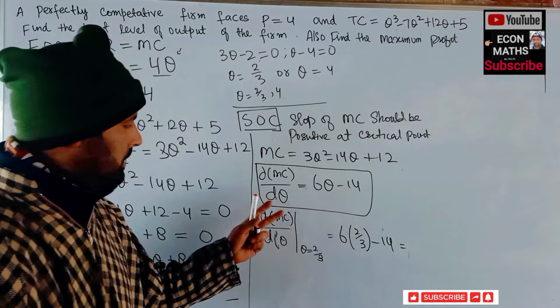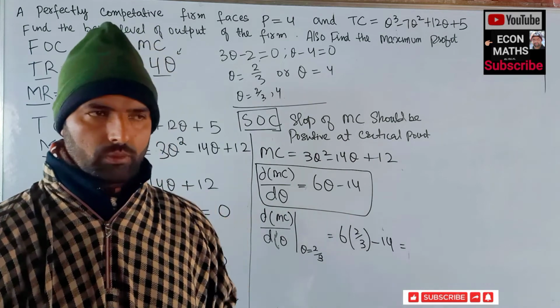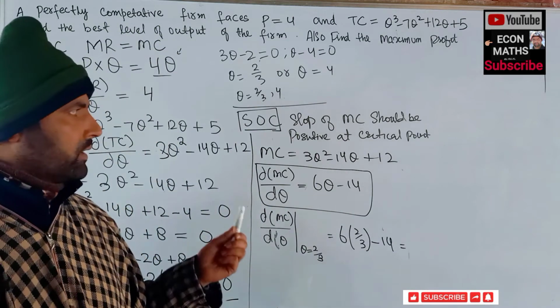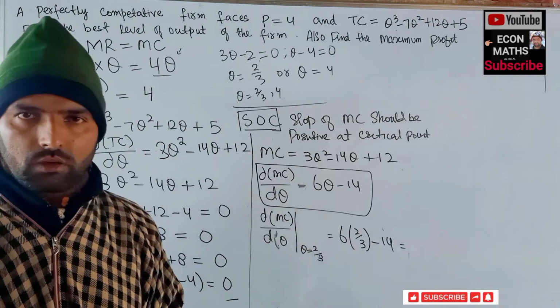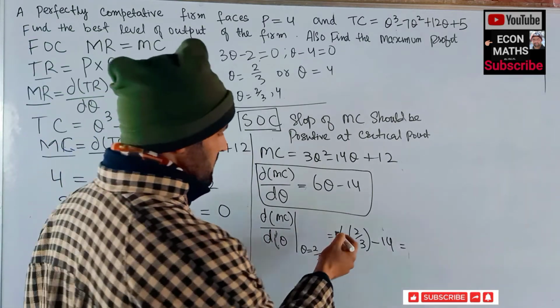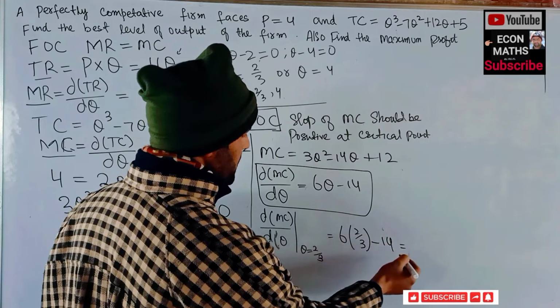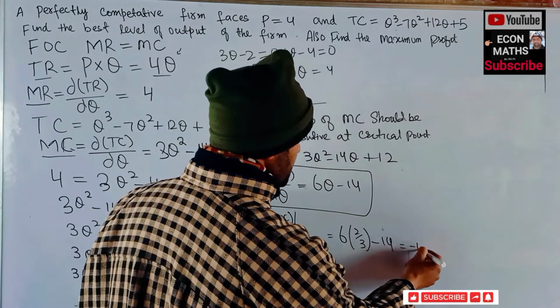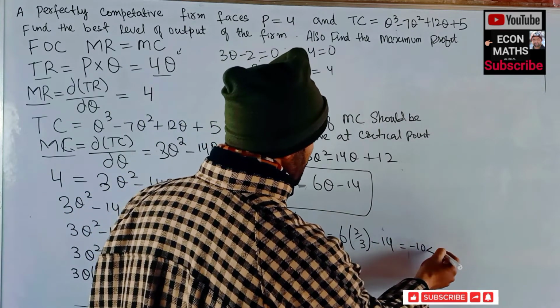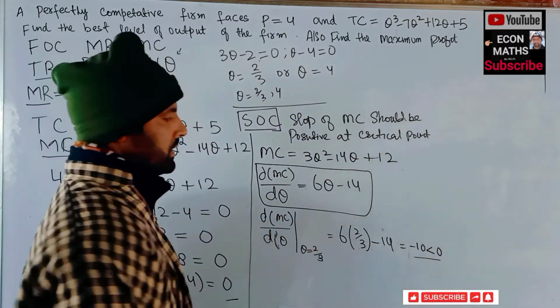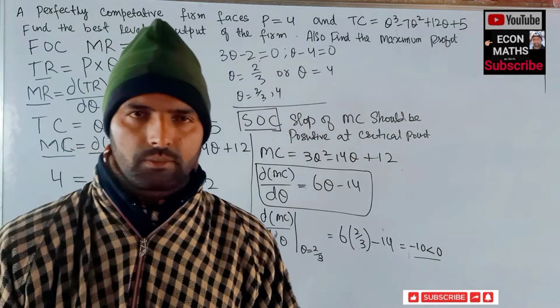Here the value should be positive because the slope of the marginal cost should be positive at the point where marginal revenue and marginal cost intersect each other. Here 6 times 2 is 12, 12 divided by 3 is 4, 4 minus 14 is minus 10, which is less than 0. So this quantity 2/3 will not maximize the profits.